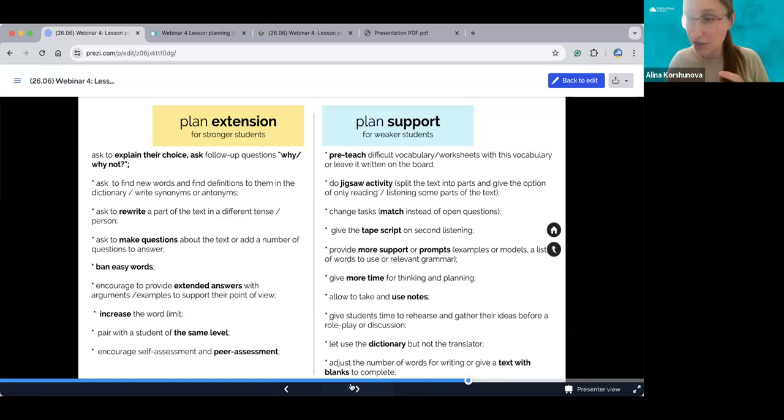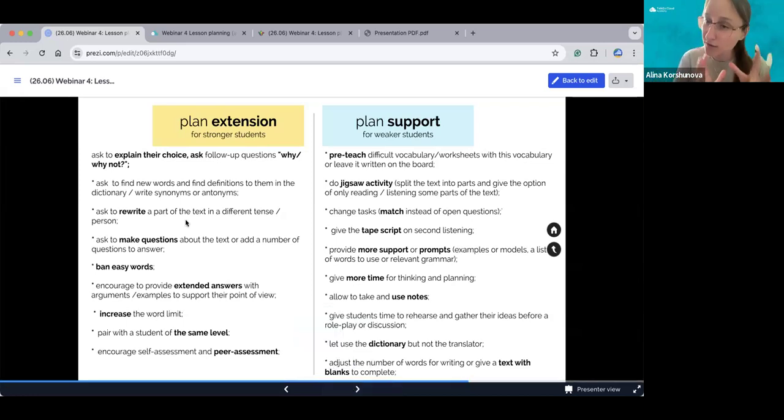We say fast finishers. Very often students who are stronger are fast finishers and they finish tasks faster. Probably for them, you need to prepare extra tasks, or you need to be ready with extra two sentences or whatever. Again, it's not possible to do that on the spot. It's better to prepare that in advance.